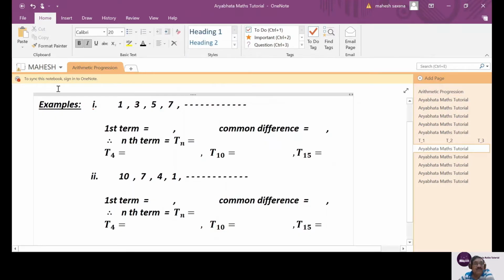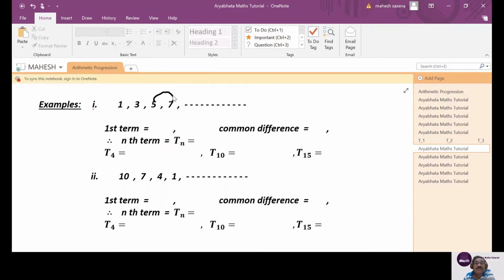Suppose 1, 3, 5, 7, etc. are the terms of a series. In this case, we see that 7 minus 5 is equal to 2. Similarly, 5 minus 3 is equal to 2, and similarly 3 minus 1 is also 2. Therefore, in this case, the common difference is 2, and the first term of the series is 1.